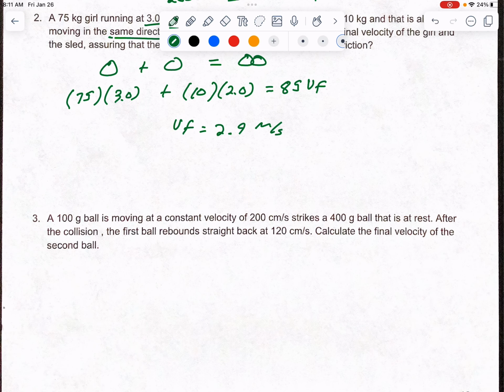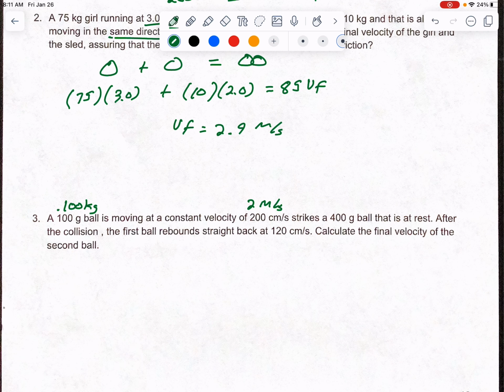A 300-gram ball is moving at a constant velocity of 200 centimeters per second. Okay, so one, I can't have grams. I need kilograms, so divide by 1,000. That's going to be 0.300 kilograms. I can't have centimeters per second, I need meters per second. So remember, there's 100 centimeters in a meter, so divide by 100. So you get 2 meters per second.